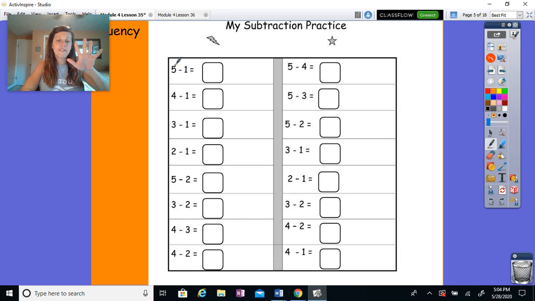Okay? So we have 5 minus 1 equals 4 for our left. 5 minus 4 equals. So 5 take away 4 equals 1. We're going to do 2 more. 4 minus 1 equals. So I start with 4 and I take 1 away. How many are left? 1, 2, 3. Last one. 5 minus 3 equals. 5 minus 3. 1, 2, 3 equals 1, 2. 2 are left.